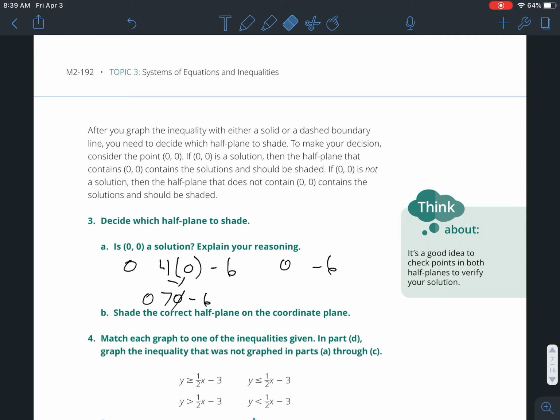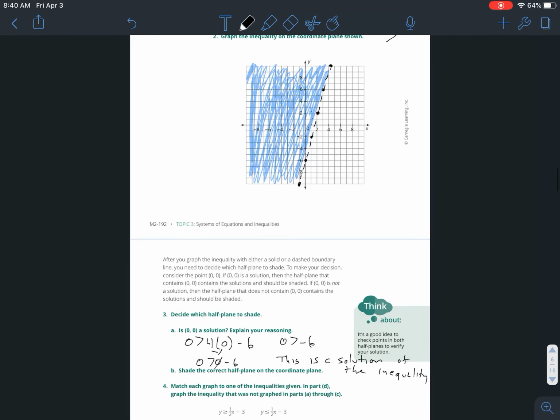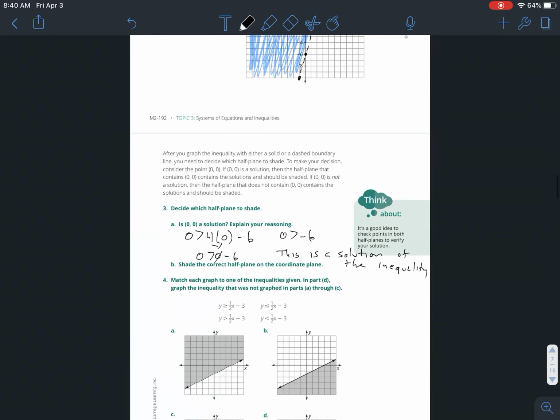I'm sorry guys, my writing is awful this morning. And because we look at that, 0 is greater than it, so it is a solution of the inequality. So for that, that is why we shaded that side. Okay, so you just test out the number 0, 0, see which way it goes. If it works, you shade that side. If it doesn't, you shade the other side.